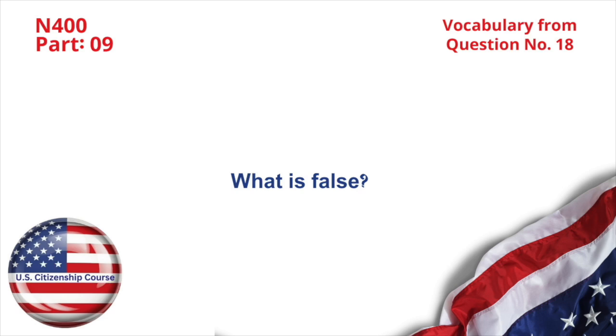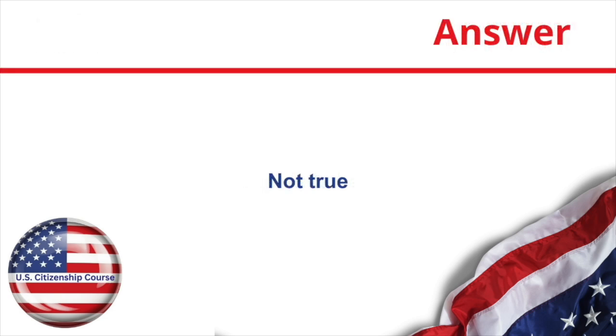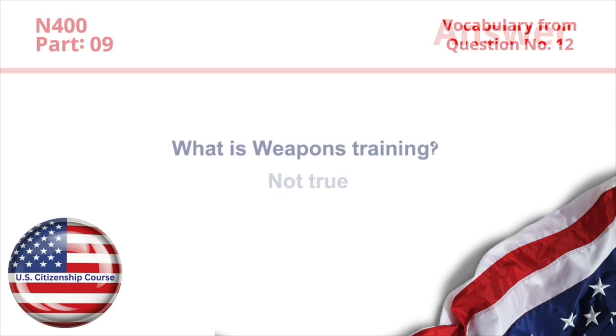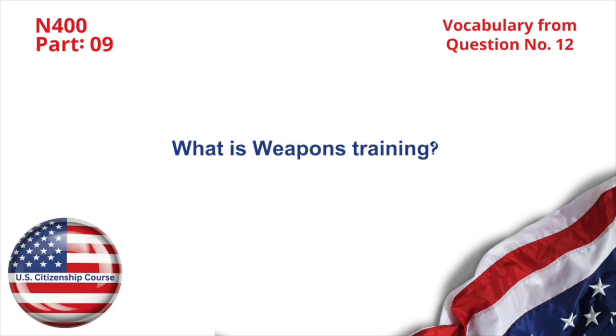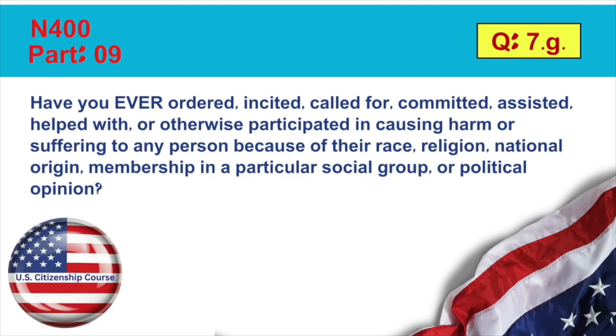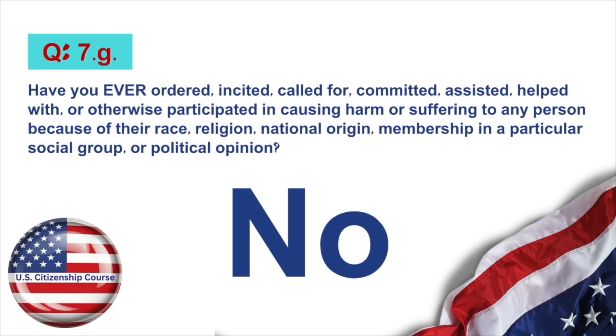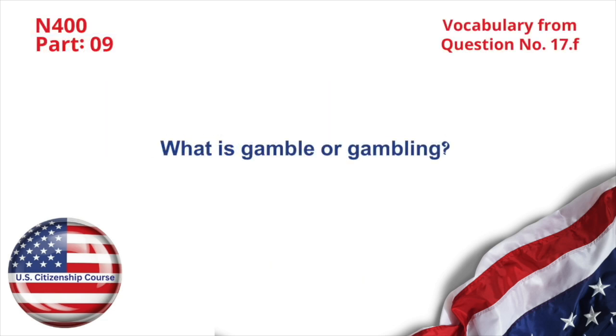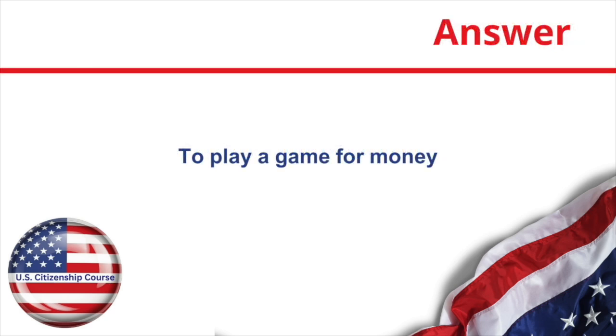What is false? Not true. What is weapons training? To learn how to use a gun. Have you ever ordered, incited, called for, committed, assisted, helped with, or otherwise participated in causing harm or suffering to any person because of their race, religion, national origin, membership in a particular social group, or political opinion? No. What is gamble or gambling? To play a game for money.